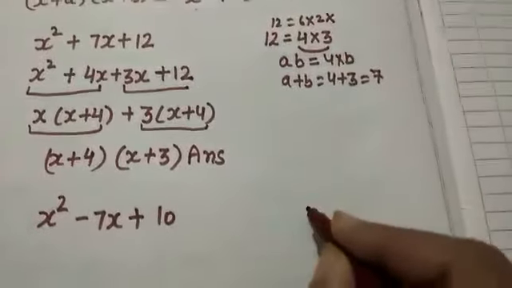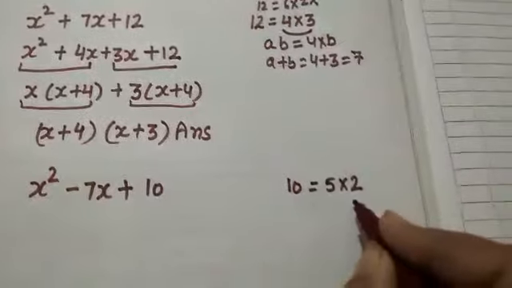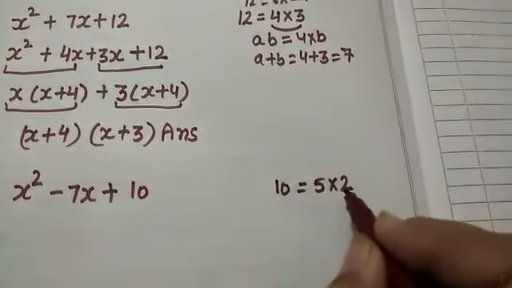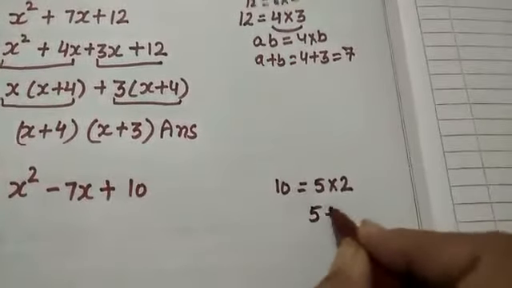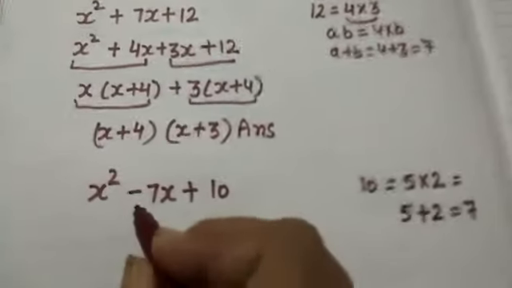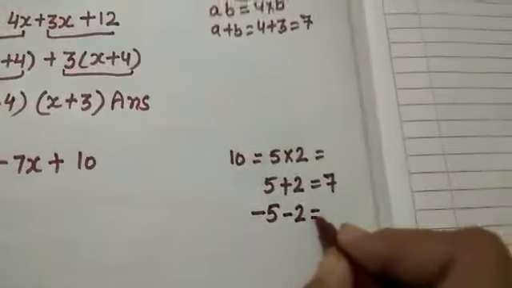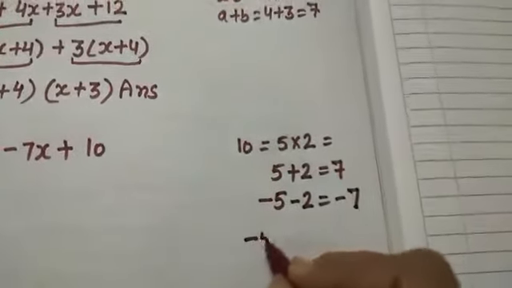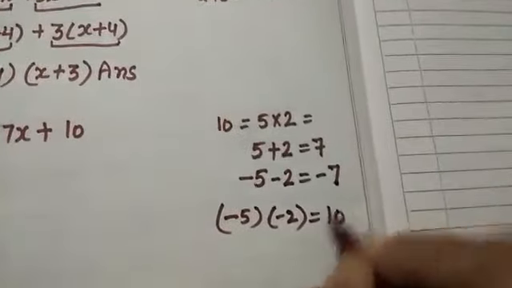Now just check factors of 10, that are 5 and 2. When we multiply 5 and 2, we get 10, and when we add these two we get 7. But here the negative sign is given to you. When we add minus 2 and minus 5 we get minus 7, and when we multiply these two negative numbers we get plus 10. That's why we'll take these two negative numbers here.